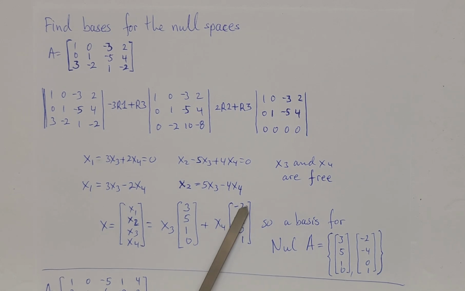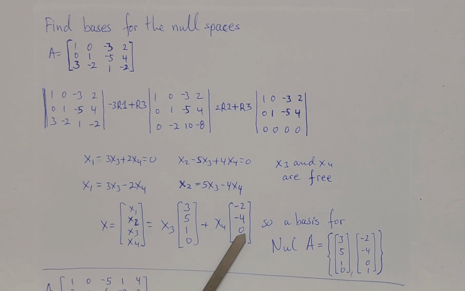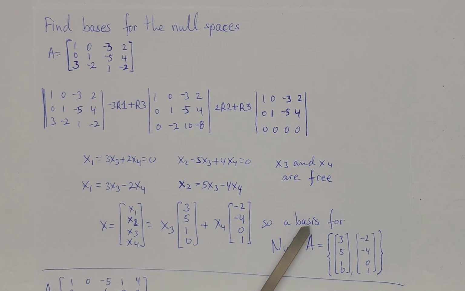The first term for x4, which is here, is negative 2. The second term for x4, which is here, is negative 4. We do not have a third term for x4, so we say 0. The fourth term of x4 is 1 because x4 right here is free. Okay, so these are the two vectors of x that are a basis for null A.